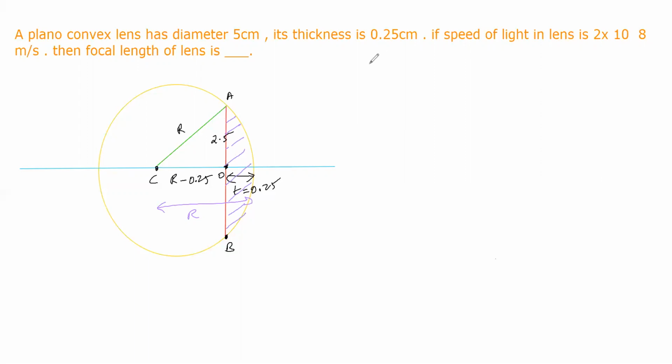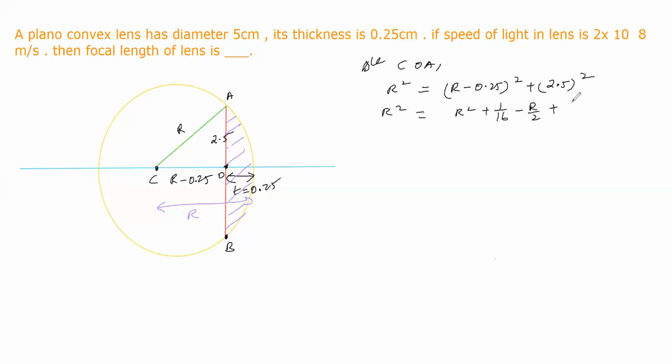Let us use triangle COA. From this triangle, r square is equal to (r minus 0.25) whole square plus (2.5) whole square. Now this is (a minus b) whole square, so r square is equal to r square, this 0.25 can be taken as 1 by 4, so that this is 1 by 16, and this 2ab is r by 2, so minus r by 2, plus 2.5 which is 5 by 2 can be taken, so squaring we get 25 by 4, that can be written as 100 by 16.